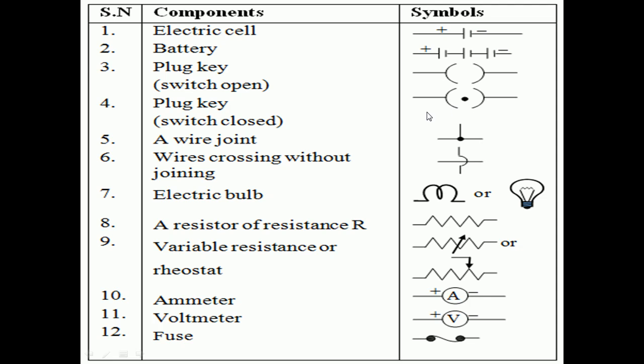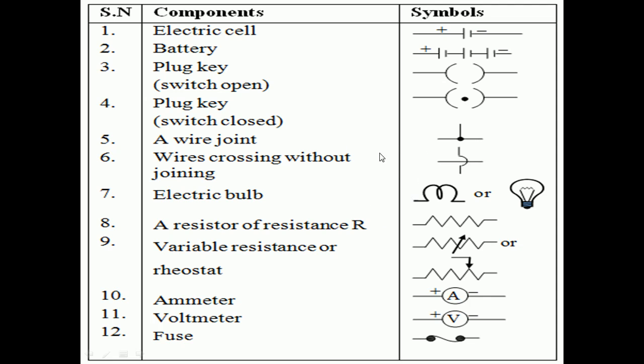So here you can see the two types of circuit, that is closed circuit and open circuit, based on the switch. If the switch is open, then the circuit is called a closed circuit, and if the switch is closed or off, the circuit is called an open circuit.